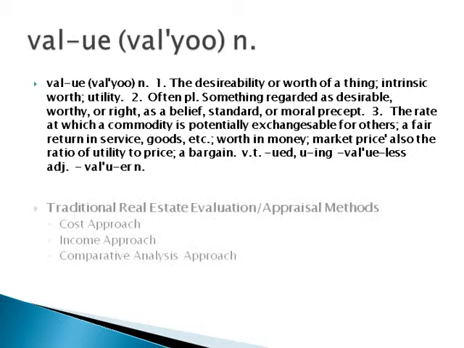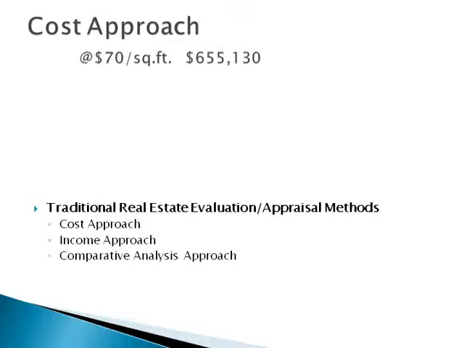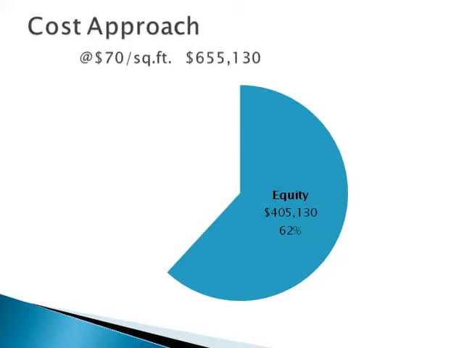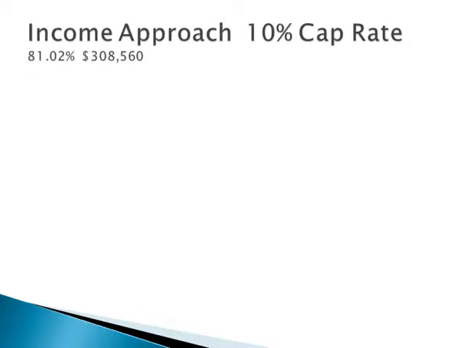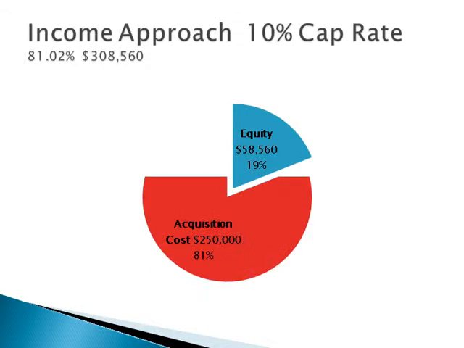We wanted to get the present value on these properties using the traditional real estate valuation methods: cost approach, income approach, and comparative analysis approach. The cost approach, which is pretty much rebuilding the portfolio with depreciation, came up with about $650,000. Income approach, using just the cash flow from the property, if somebody wanted a 10% return, they'd pay a little over $300,000.